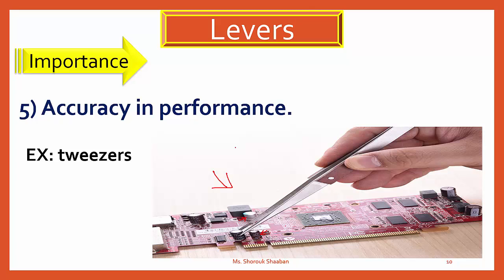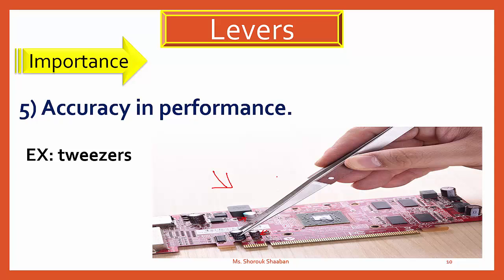So we need something to work more accurately, more carefully. What helps us? Tweezers. So tweezers are a kind of lever that help us to make our work more accurate.